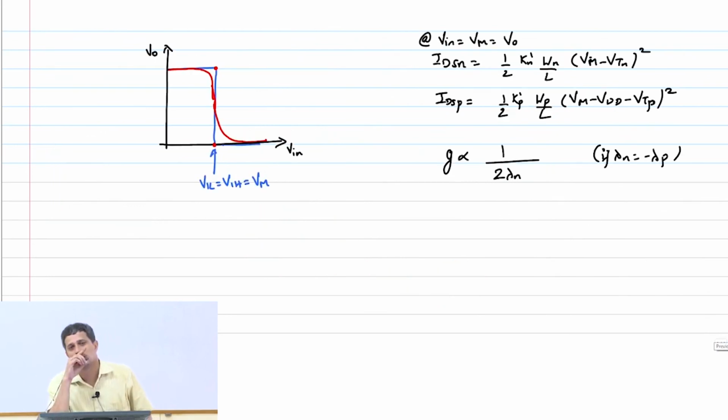Okay. So now question is, how do I evaluate these noise margins for a long channel inverter? Luckily, it turns out the expressions for current are themselves not so complex as it is for a short channel device, and therefore we can do it from first principles. Okay.